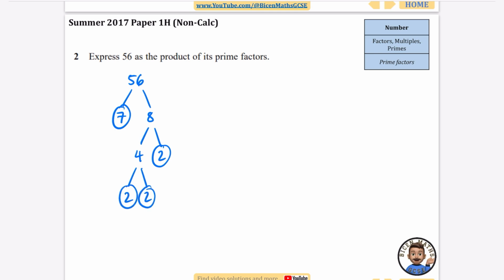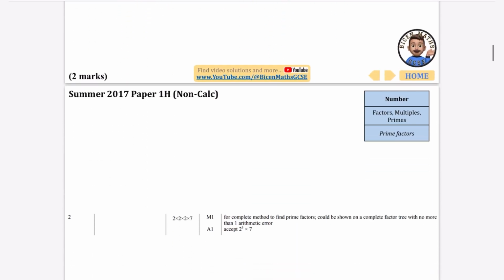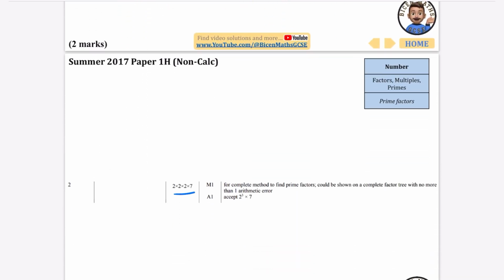Now people sometimes make the mistake of stopping there. You actually need to express it as a product of prime factors. So you can either write 2 times 2 times 2 times 7, or you can write it in index form so that it's 2 cubed multiplied by 7. That's the answer we're looking for here. Let's check it from the mark scheme. Yep, 2 times 2 times 2 times 7, and accept 2 cubed times 7.